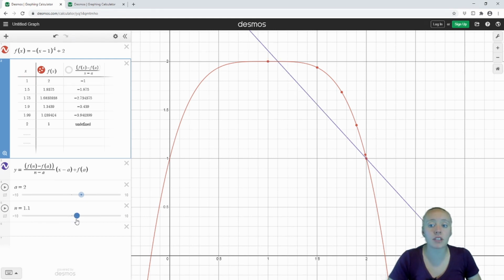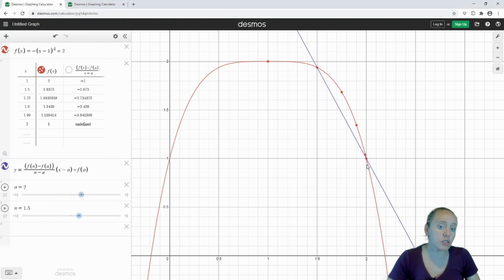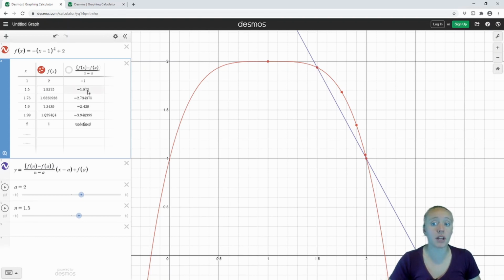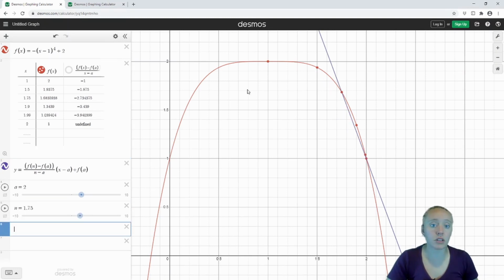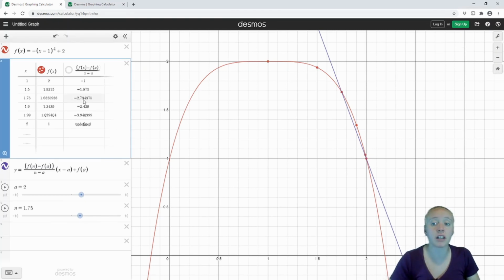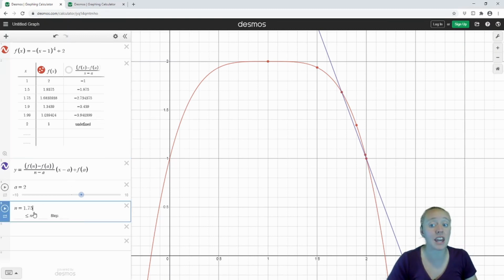If I was to move this in to, let's say, about 1.5, well, we're getting closer to what the slope of the tangent line would be, but not quite there yet. So when I'm at 1.5 in the x, my f of x is 1.9375, which gives me a slope of negative 1.875. If I continue on to 1.75, you can see that's getting even closer to what the slope of the tangent line would be, and that slope is negative 2.73 roughly.